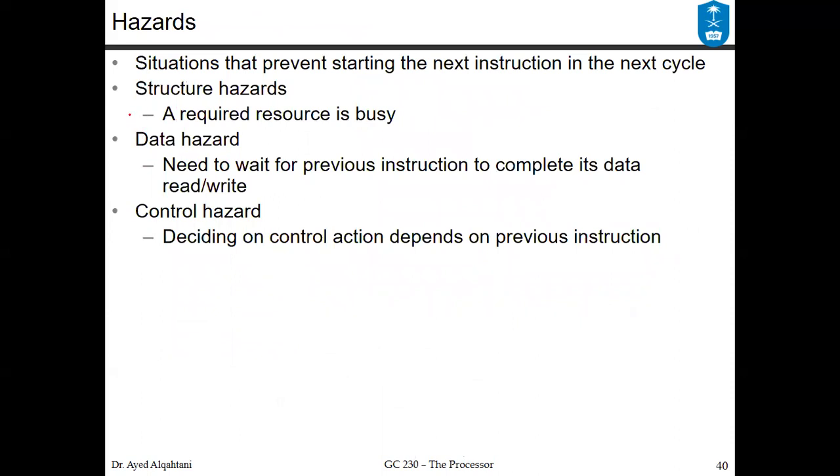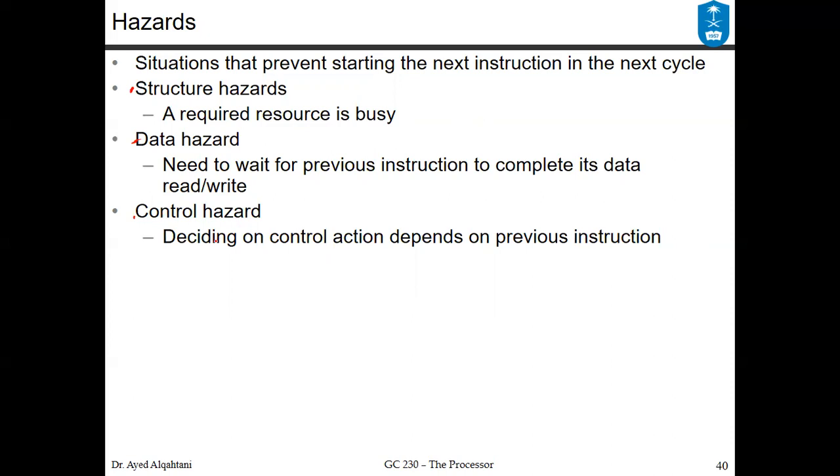So there are 3 types of hazards: structural hazards or structure hazards, data hazards, and control hazards. The structure hazard happens if a required resource is busy. So if it's busy, you cannot use it. You have to wait until it becomes free. For the data hazards, you need to wait for the previous instruction to complete. So you get the data, and based on the data, you can perform the next instruction. Usually you wait because you are waiting for the value to be updated. So you see the relation between the read and write in the data hazard.